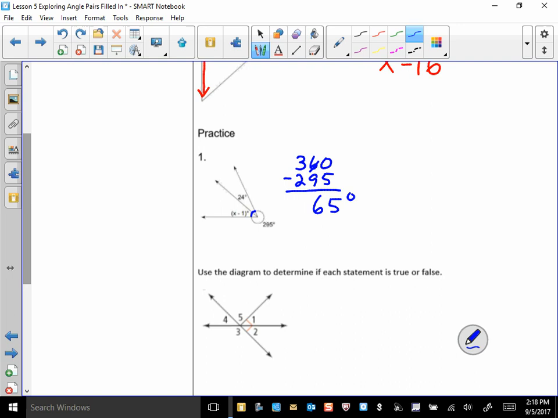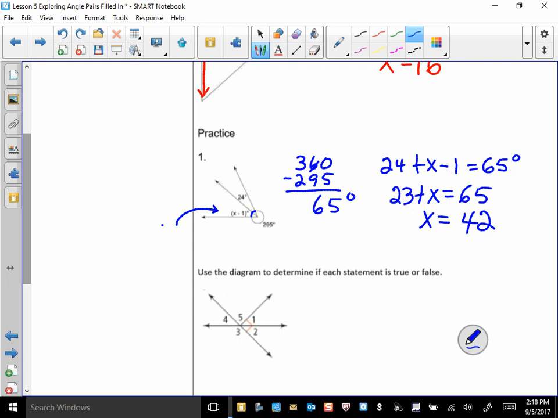I know that the sum of these two, 24 plus x minus 1, has to be 65 degrees. That's the angle addition postulate, right? Angle addition postulate, hope you're studying those. So 23 plus x equals 65. So x is 65 minus 23, which I believe is 42. So x is 42, which means this angle right here is 41.